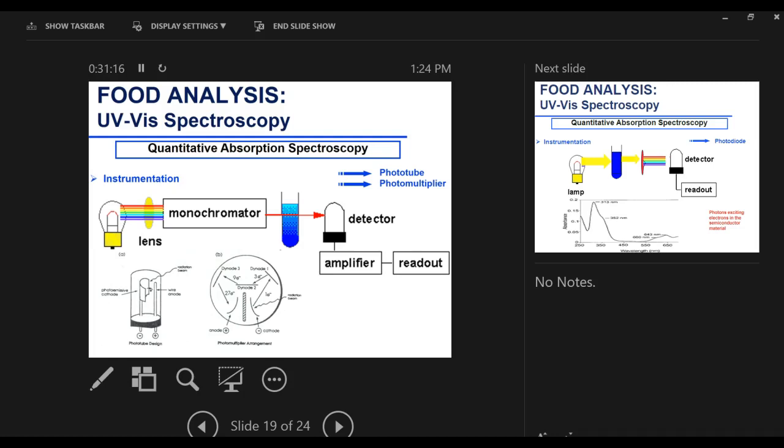In this detector, what happens is when the beam of light hits a cathode, the cathode emits an electron, and the electron is drawn towards an anode. The electric signal then travels through the anode, and you get that signal of absorption. So the light is converted to an electrical signal. This is a singular phototube design, and then you have a photomultiplier design.